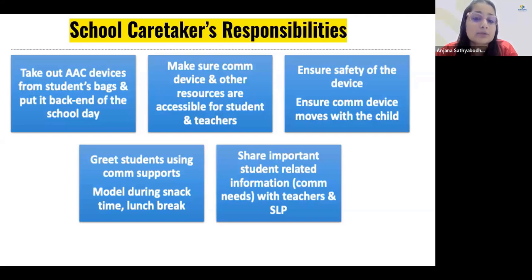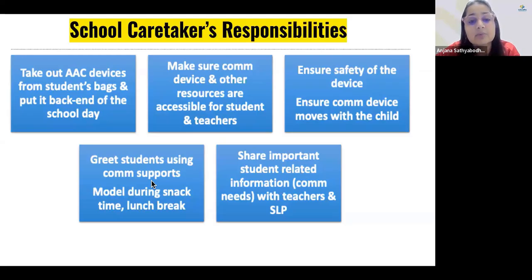And also children had to move from one floor to another. So when that happened, they had to ensure that the device is being sent with the child. So all these things were very critical. Again, putting it back in the bag during home time. So this was a major responsibility that they took care of. And of course, to make sure that communication devices and other resources are accessible for the students and also for the teachers, putting it on charge and other things were their responsibility, ensuring safety of the device. And like I said, wherever the student goes, the device has to go with them. We had that policy, and they were responsible for taking care of that.